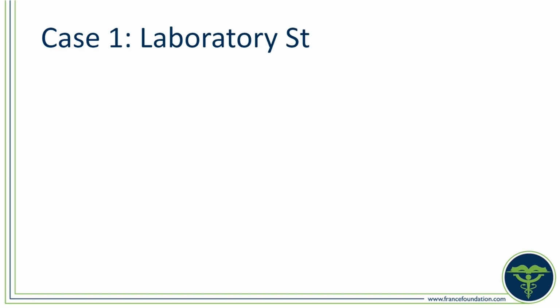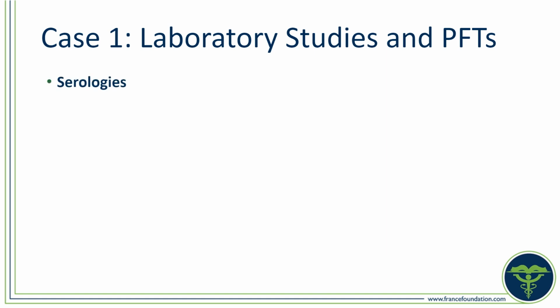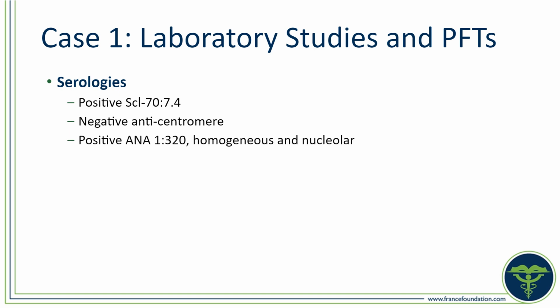So let's get back to our case. This patient underwent serological testing, and I recommend doing this for all patients, particularly those who have a positive SCL70 antibody, because there can be false positive SCL70 antibodies. So it's important to confirm that this test is truly positive. But indeed, this patient did have a positive SCL70 antibody. She also was negative for anti-centromere, and she had a positive ANA with 2 patterns, homogeneous and nucleolar.